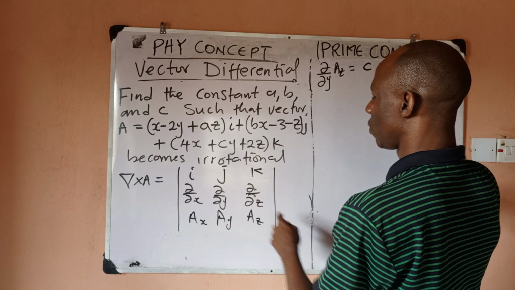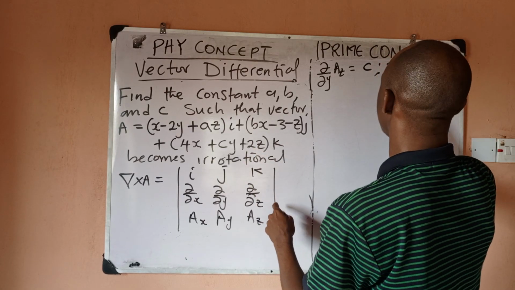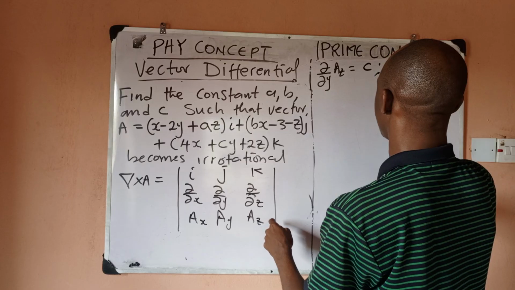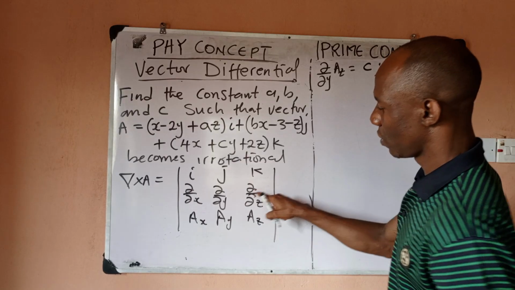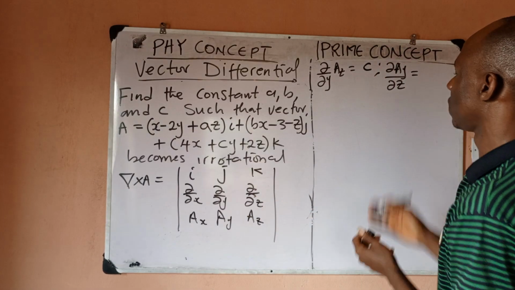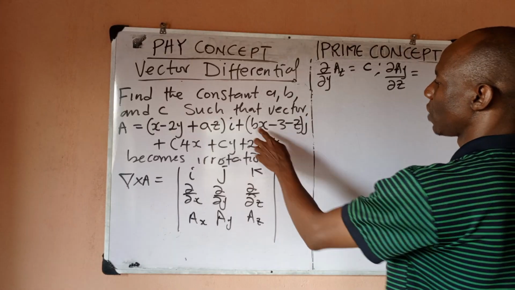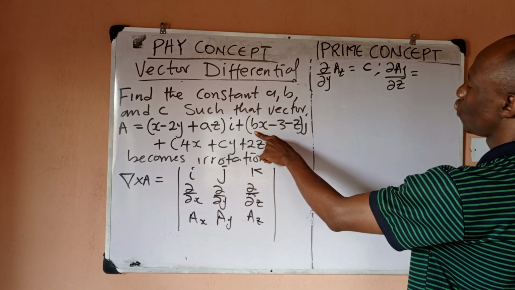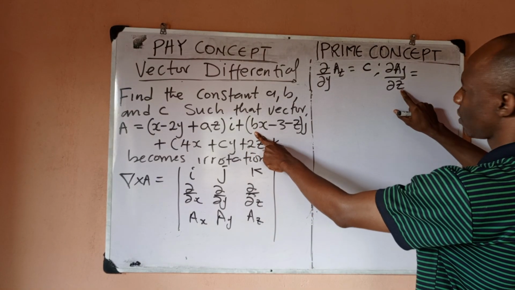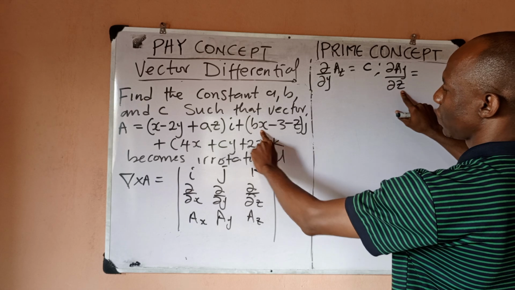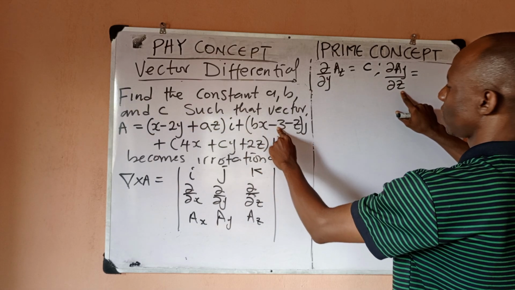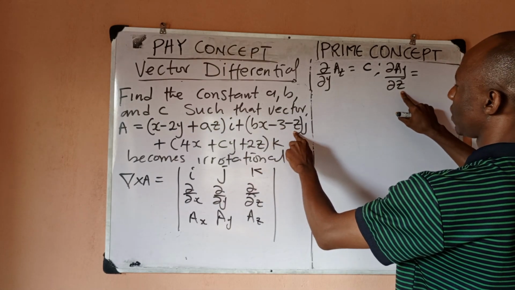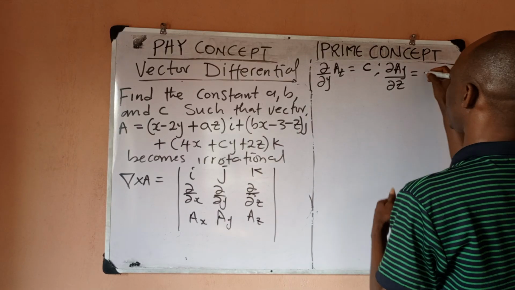So next, I want to find the derivative of Ay with respect to z. That is to say this. So let's quickly do it. So I'll look for Ay. Ay is the part connected to j. I'm differentiating with respect to z. If I differentiate this first part, it is 0. Differentiate this, it is 0. Differentiate this, it is what? Minus 1.